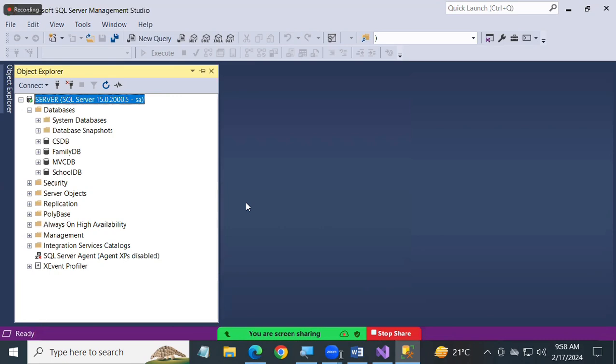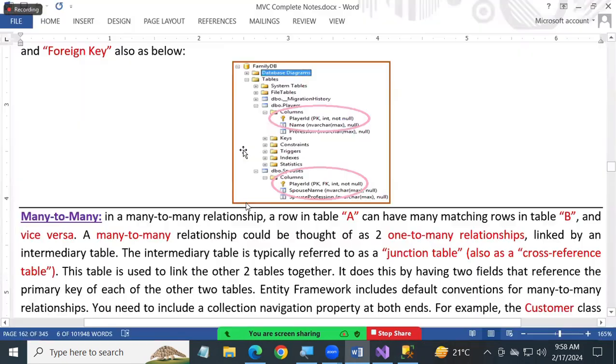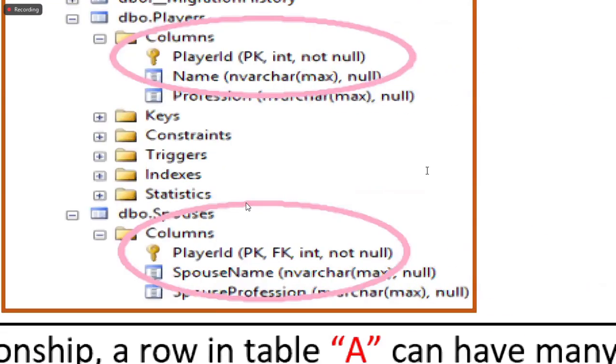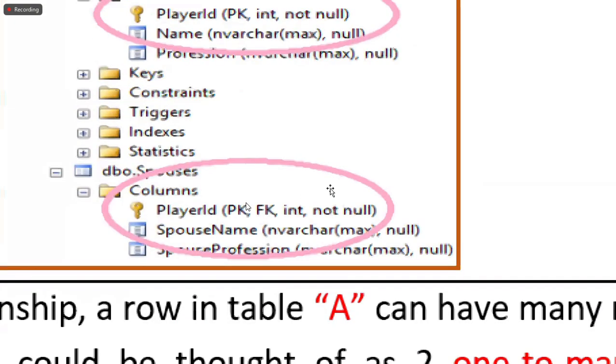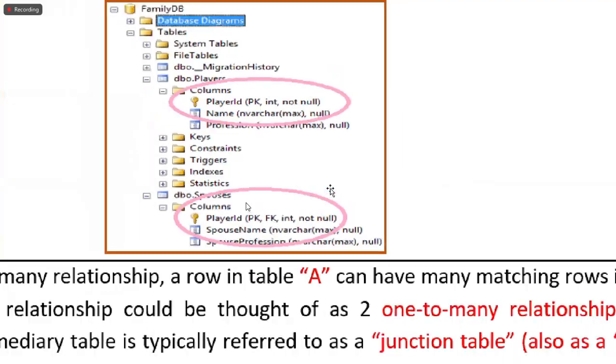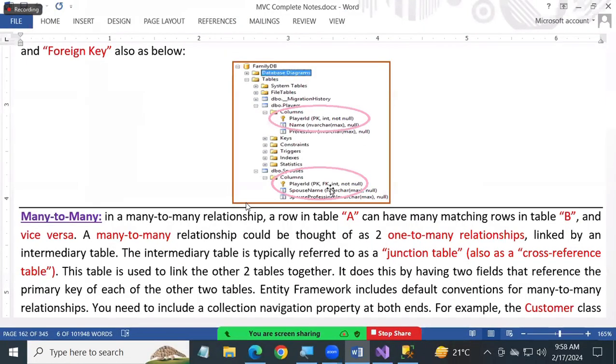Now the second option, yeah, this one. First player table, primary key is there. Spouse table, primary key, foreign key, both are present. We have a primary key as well as a foreign key present on the spouse table there. Okay, now what next? The next one is many to many relationship.